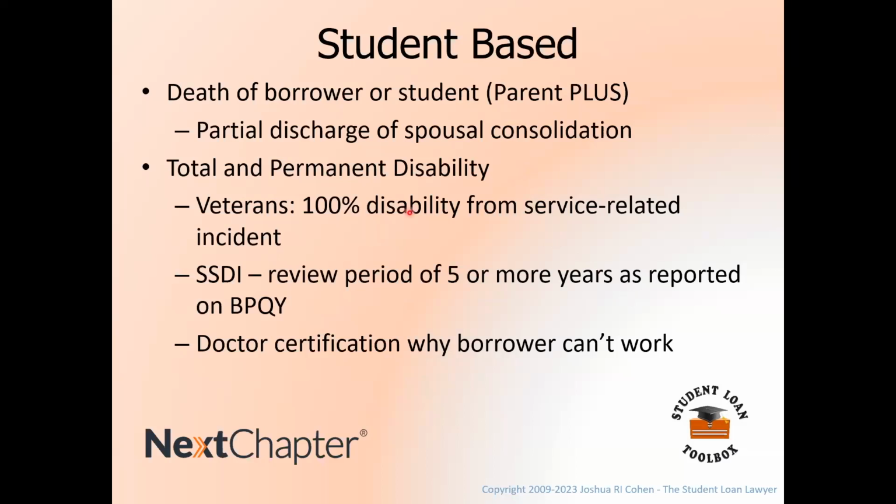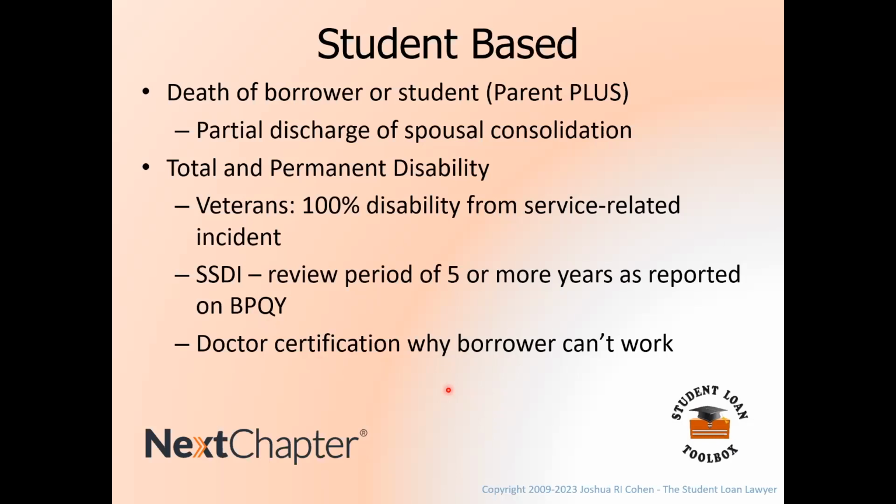Total and permanent disability. If the borrower is a veteran that is 100% disabled from a service-related incident, they can get their loan discharged by filling out an application. If they're on Social Security disability and they have a review period of 5 or more years, as reported on their benefit period query, which you can get from SSA, and it's 5 or more years, you staple that to the application, and their loan is going to be discharged. The last one is, if none of these work, a doctor certification of why the borrower can't work. And it's all on one application.